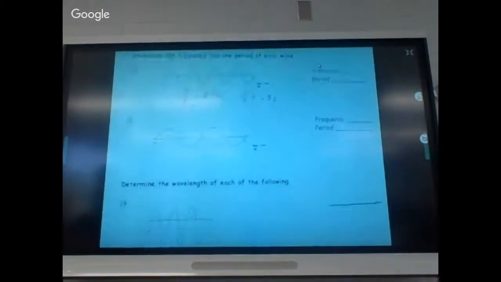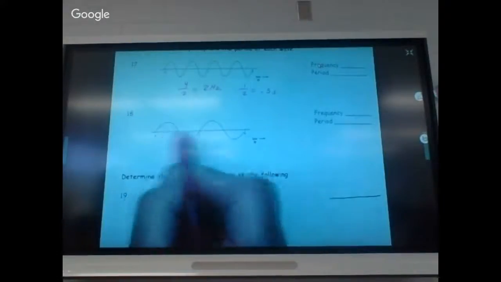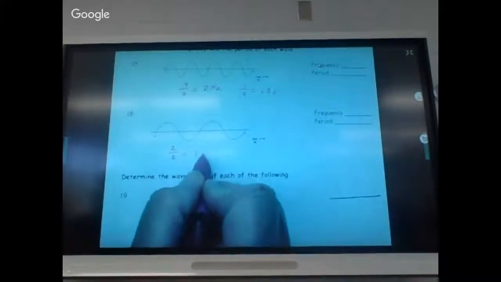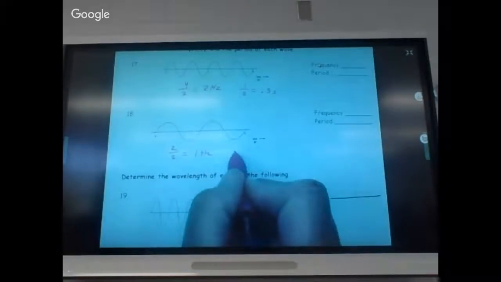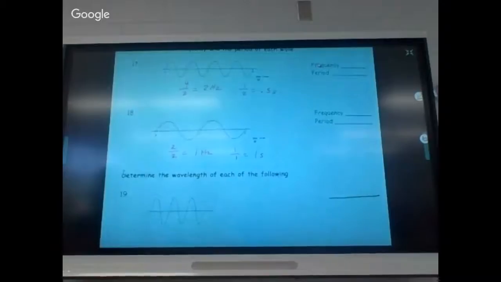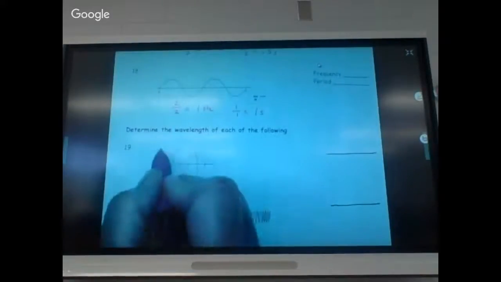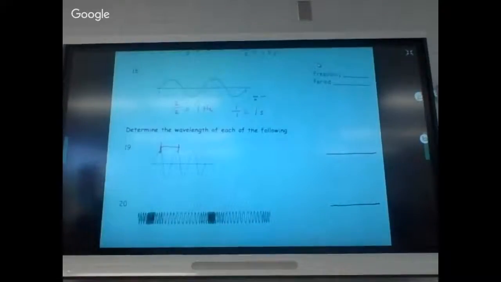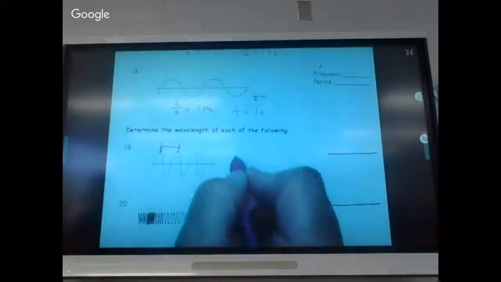Number 18, same thing. How many waves are there? 2 waves over 2 seconds is 1 hertz. Period is 1 over 1, which gives you 1 second. Now, you had to measure these. Between here and here is one place, but it's not the only place. You should get 1 centimeter.